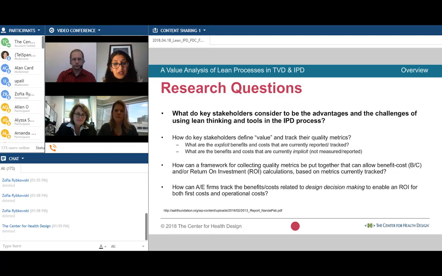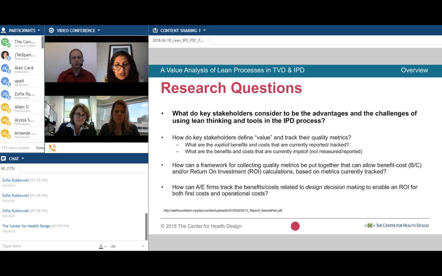We also wanted to understand, what does value really mean, and how do stakeholders define it and track their quality metrics? Is that explicit? Is it implicit? Is it something that we need to think about how to track? Can we develop a framework for collecting quality metrics that can allow us to do this benefit cost analysis? And how can we, in particular AE firms, track benefits and costs related to the design decision-making process?